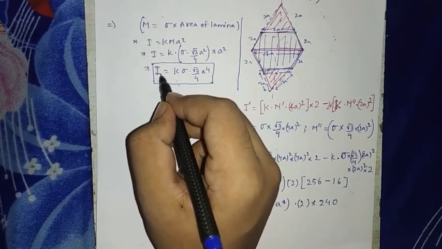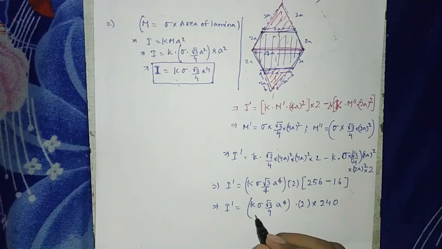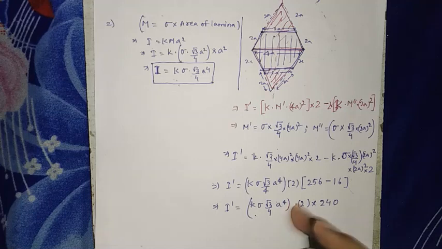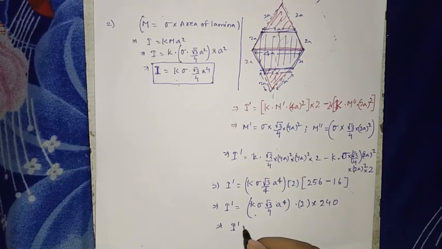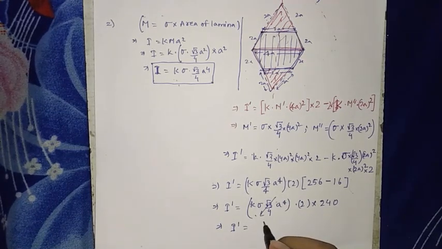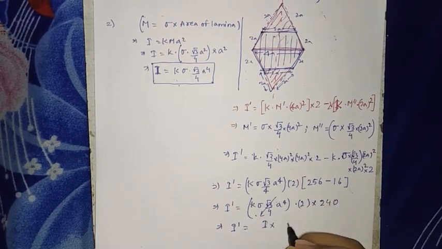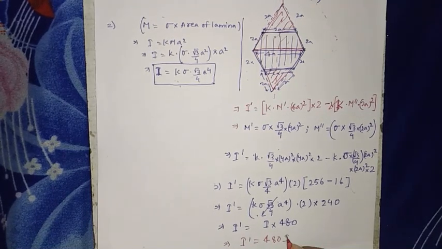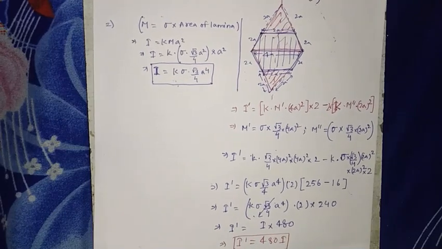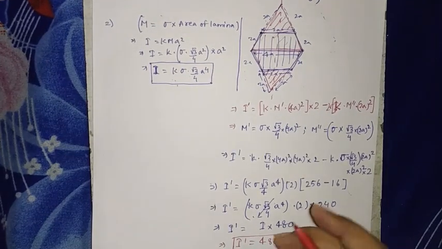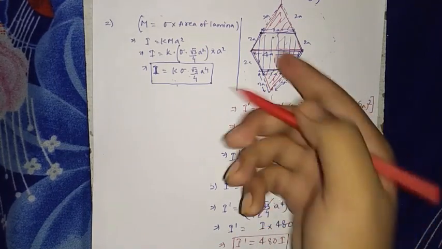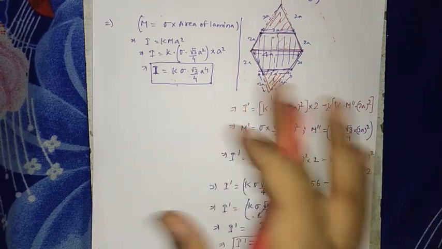And now from here we can see that k sigma root 3 by 4 into a to the power 4 is equal to I. So we can put the value of k sigma root 3 by 4 into a to the power 4 as I. So this is equal to I, and 2 into 240 will be 480. So our required final answer will be I dash is equal to 480 I. So we have got our answer. As you can see, we have used various concepts of MI, such as principle of superposition, symmetric figure, and we have done all these calculations.